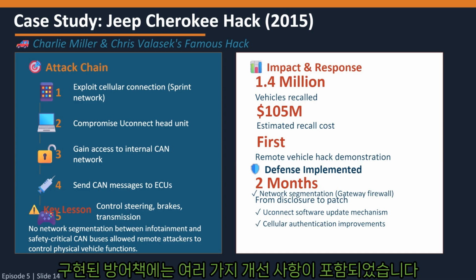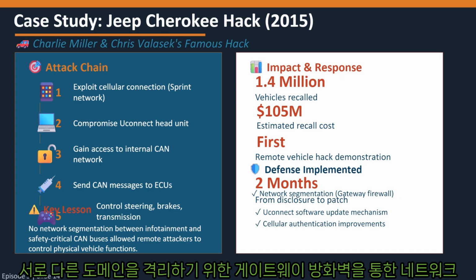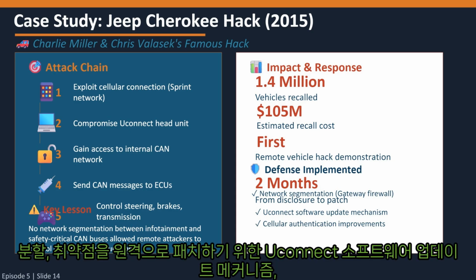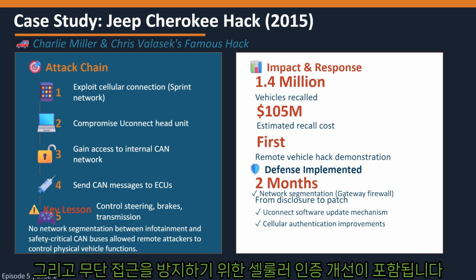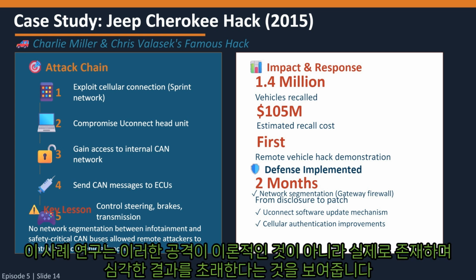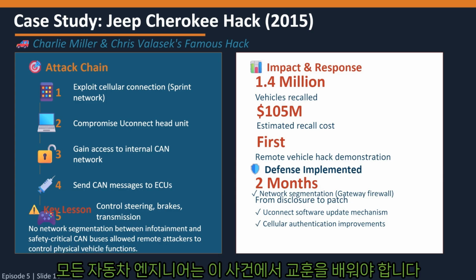The defense that was implemented included several improvements. Network segmentation with a gateway firewall to isolate different domains. A Uconnect software update mechanism to patch vulnerabilities remotely. And cellular authentication improvements to prevent unauthorized access. This case study shows that these attacks aren't theoretical. They're real and have serious consequences. Every automotive engineer needs to learn from this incident.